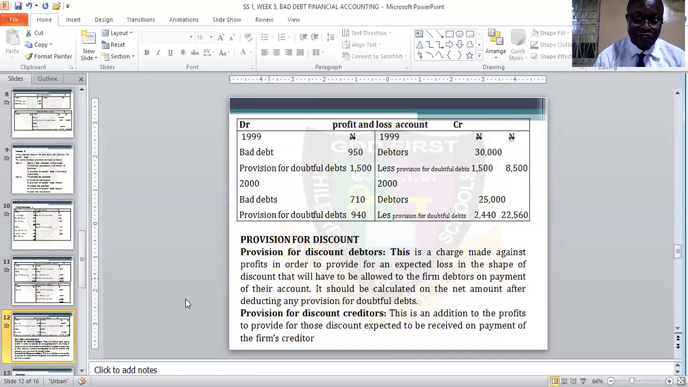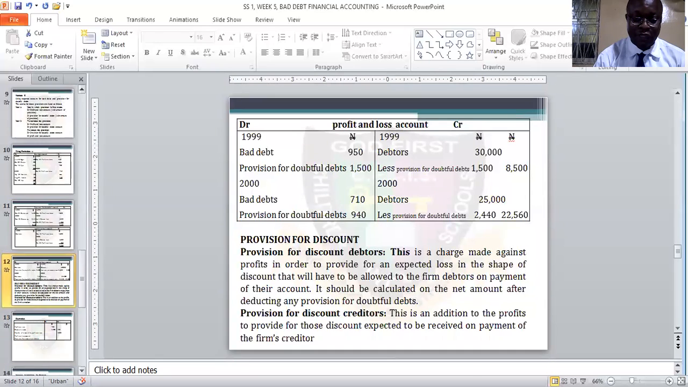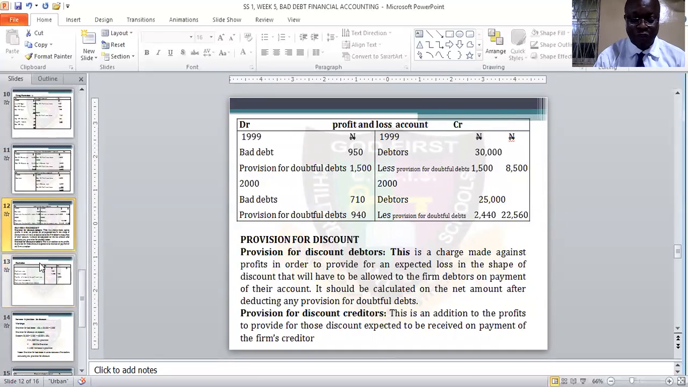Then again in this topic, we also have a provision for discount. It's possible that for debtors, someone that has been owing for years, you can give them a discount as well. So instead of not collecting anything at all from your debtor, you can provide what is called a discount. You give them the rebate so that they'll be able to pay the remaining balance.